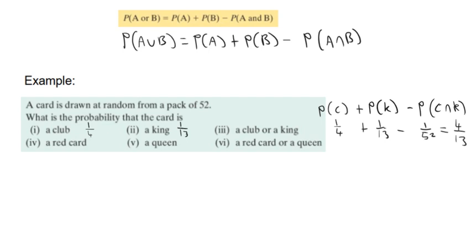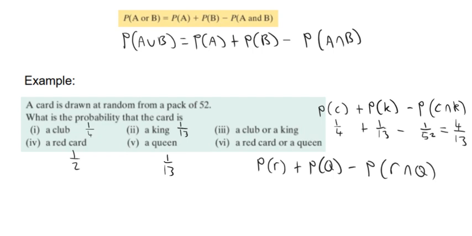Now the probability of a red card there is, well, it's half. Half of them are red cards. Probability of a queen, there's 4 queens in the pack, so that's 1/13 or 4/52. Now probability of a red card or a queen, so that's the probability of a red plus probability of a queen minus the probability of a red intersecting queen.